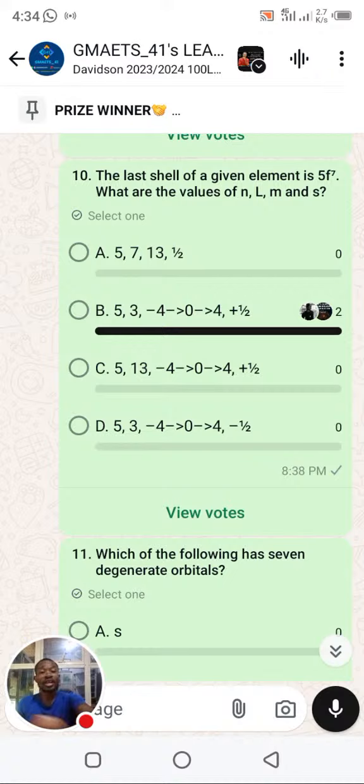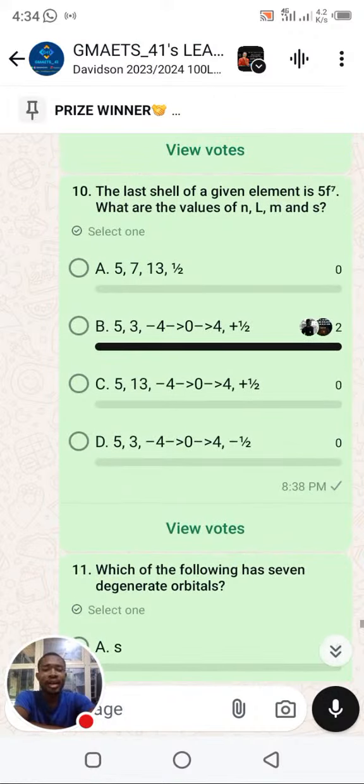Now let us make the analysis of this particular question. The last shell of a given element is 5f7. That is 5f, and then the number of electrons is 7. What are the values of n, l, m, and s? N is the principal quantum number, L the azimuthal quantum number, m the magnetic quantum number, and then s the spin quantum number.